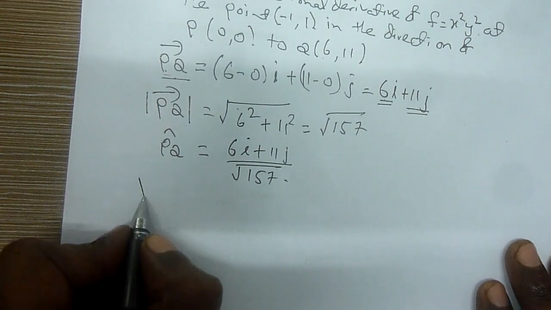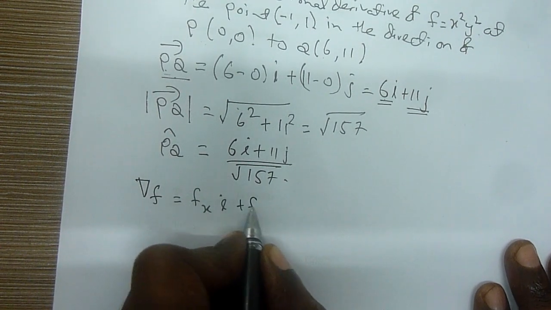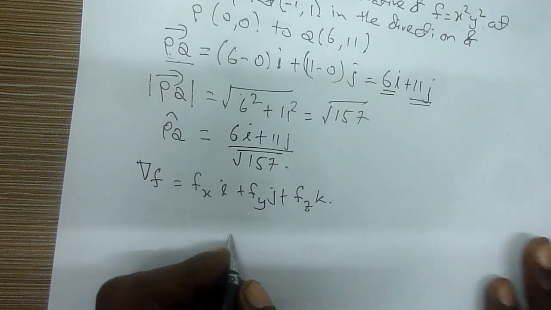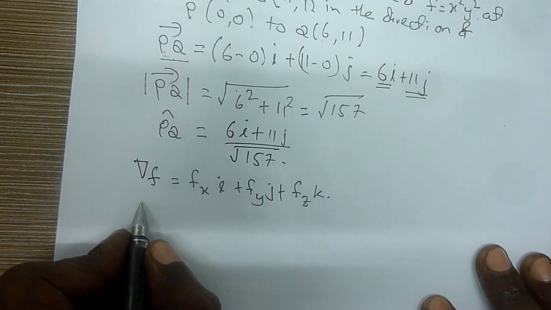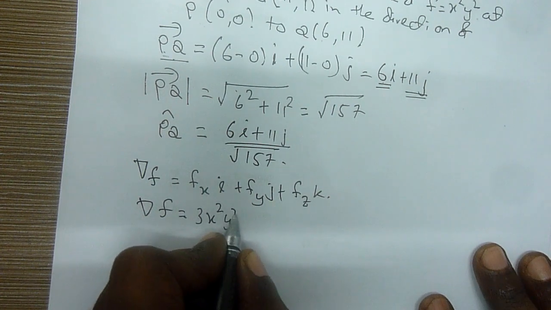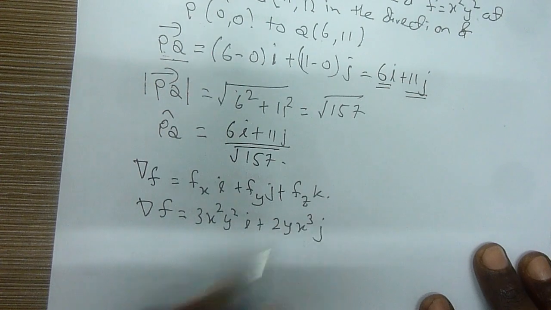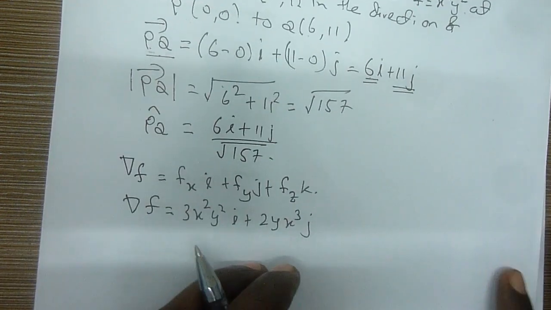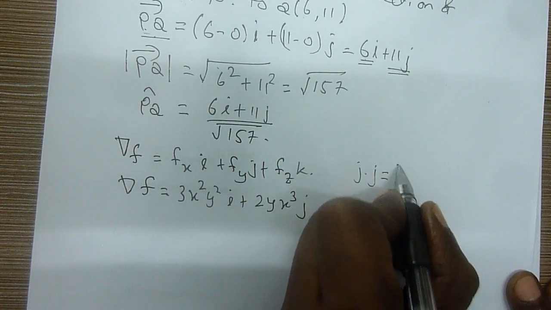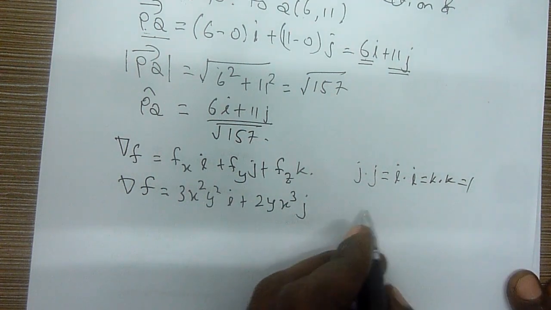The del F is Fx i, Fy j, Fz k. This can be calculated based on F. You can see x²y² i, remember, 2yx³ j. And we already learned before, i dot i, j dot j, k dot k will produce 1.